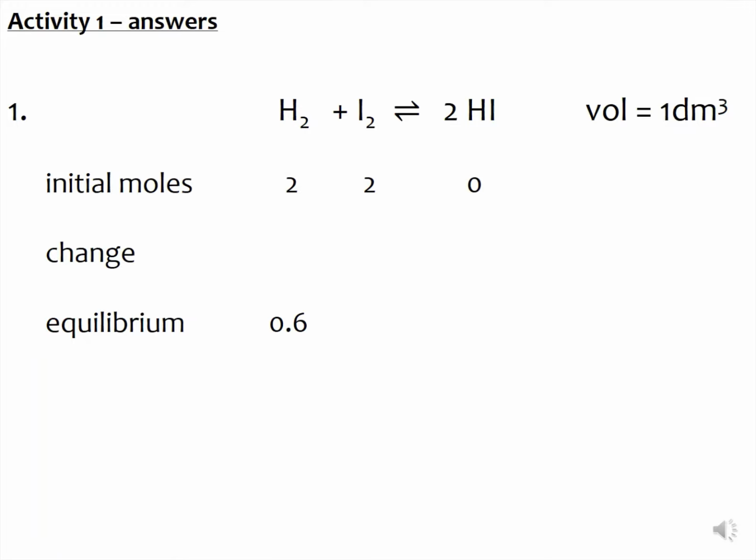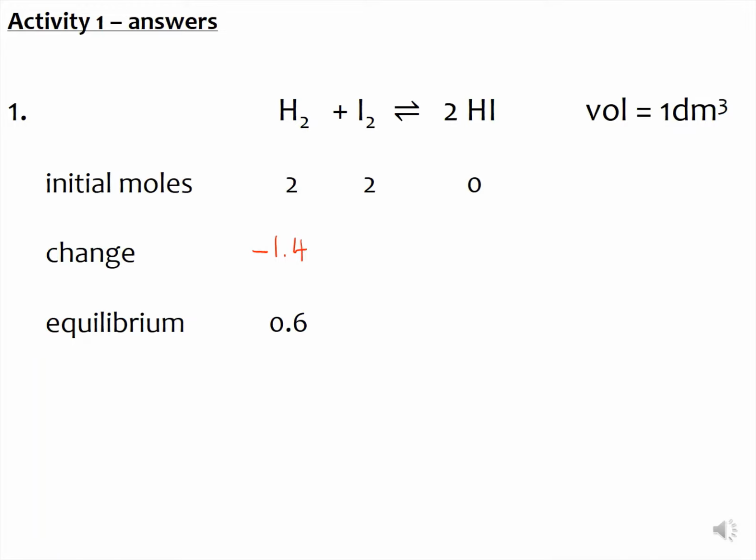You could get given moles initially and you just carry on as normal. Just when you work out your equilibrium, you take the initial moles of that into account. So anyway, the hydrogen starts off with 2 moles and at equilibrium we have 0.6. So the hydrogen has gone down by 1.4 moles. 2 to 0.6 is minus 1.4.